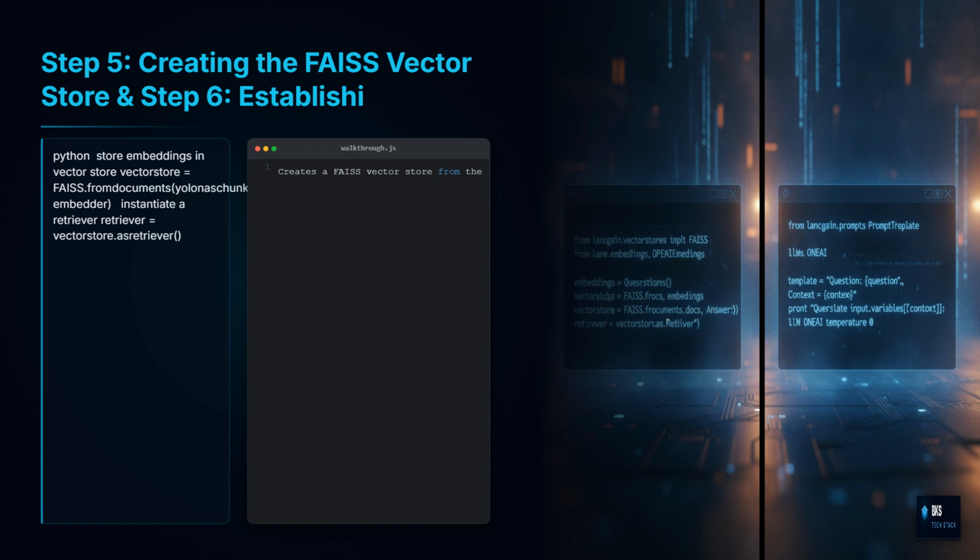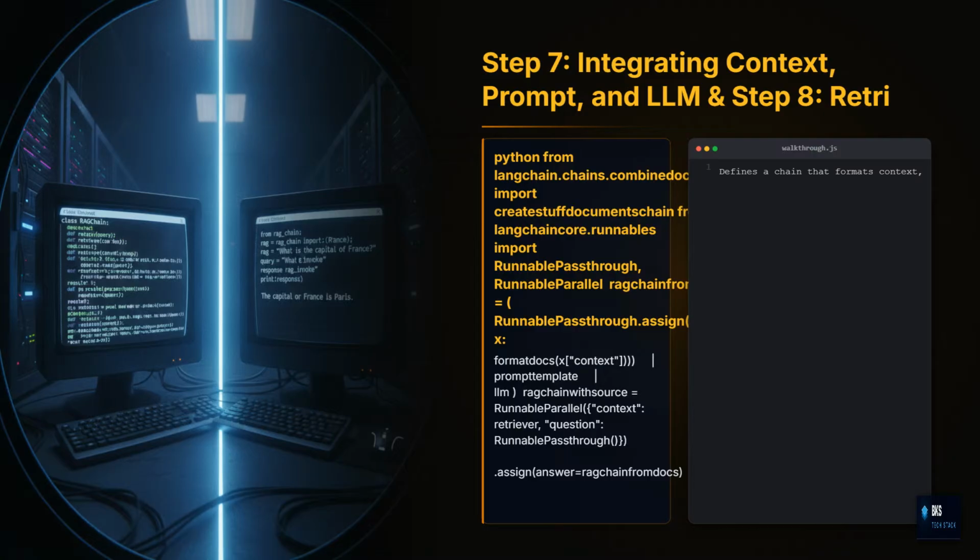This retriever will be used later to find the most relevant information based on a query. Moving to step 6, we establish the core retrieval system. We import chat prompt template to structure how we ask questions to the LLM. We define a function, format docs, to properly present the retrieved context. Then we create our prompt template, instructing the LLM on how to answer, and initialize the chat OpenAI model, which will generate our responses.